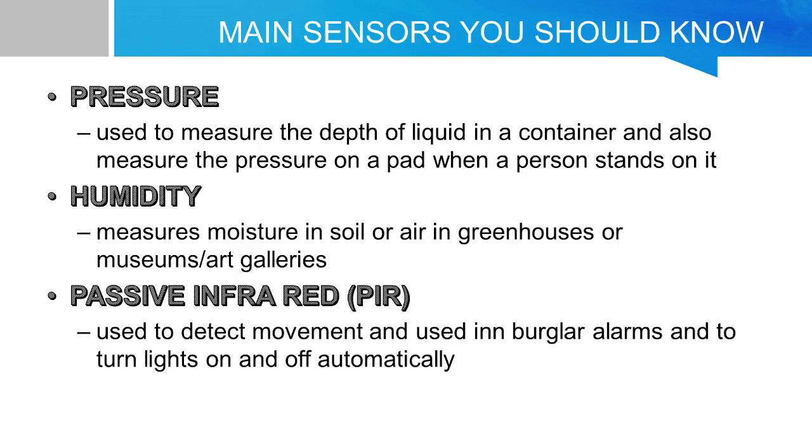And then another one is passive infrared, known as PIR. It is used to detect movement and used in burglar alarms and to turn lights on and off automatically. So let's say for example there is a robber inside the house, automatically this PIR will detect their movement and switch on the alarm.